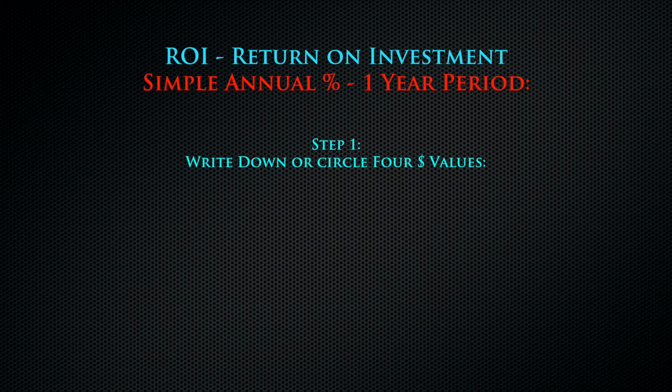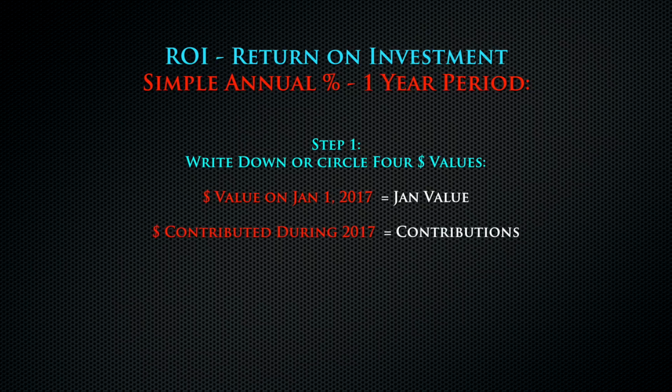This is a 3-step process. The first step is to find 3 different values on your statement. The first value is going to be the dollar amount value on January 1st, 2017. We will call this January value. The second number we need to find is the dollar amount contributed during 2017. We're going to call this contributions. The third value we're going to look for is the dollar value on December 31st, 2017. We're going to call this December value.